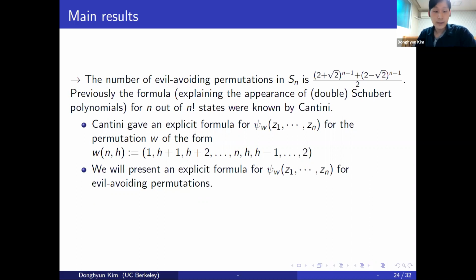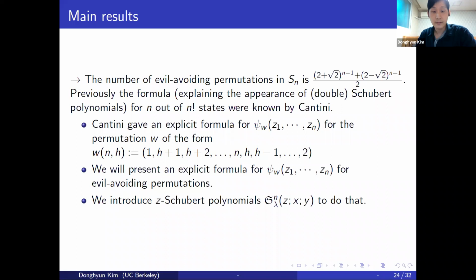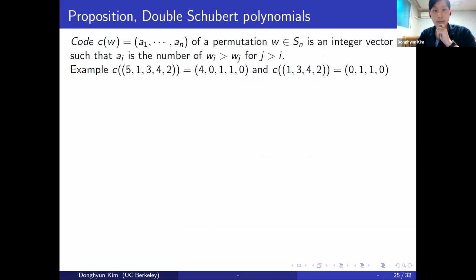So to do that, we introduce Z Schubert polynomials, which we write S(n, lambda). And actually, the name Z Schubert polynomial can be a little bit misleading because this is indexed by a partition, not a permutation. And before defining Z Schubert polynomials, we introduce an equation of double Schubert polynomials that seems to be new.